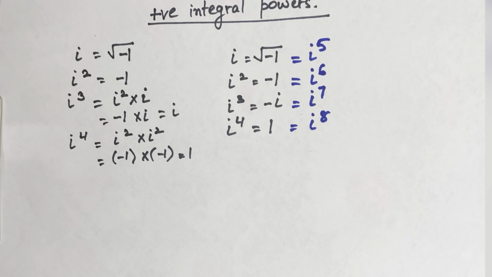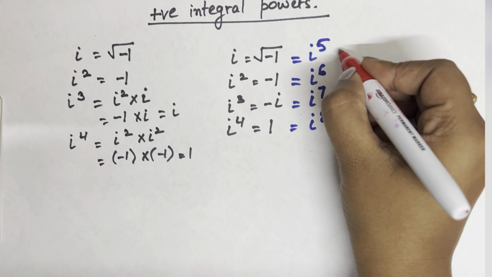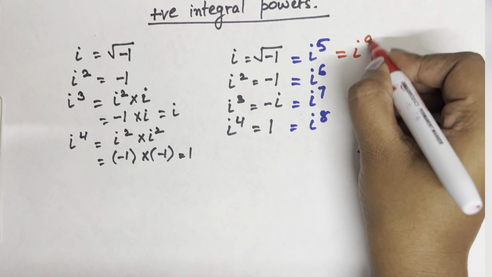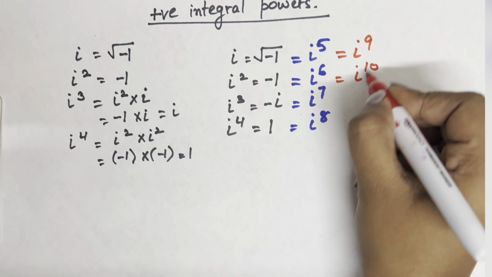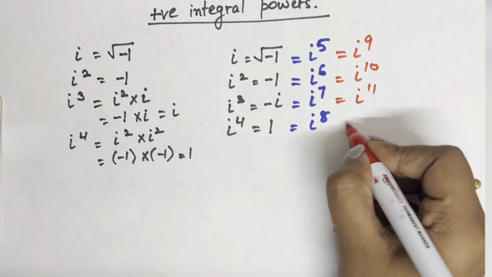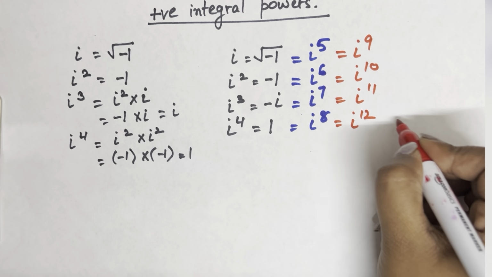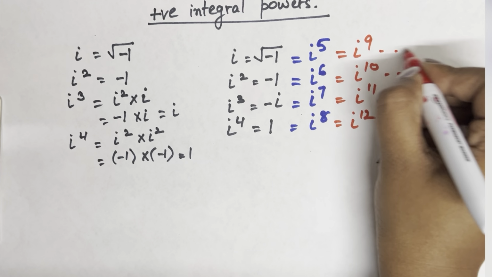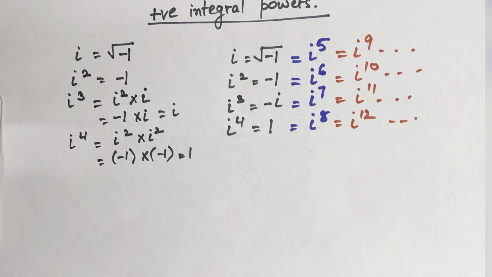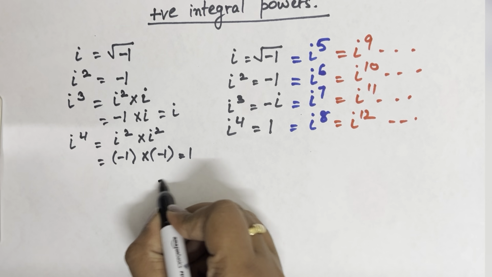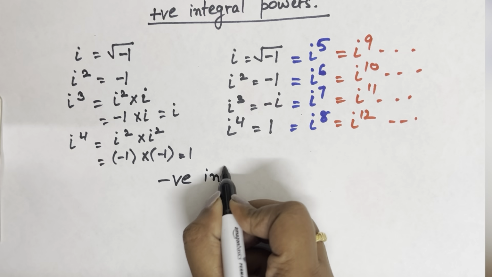This one you can move ahead also. So this will be iota to the power 9, iota to the power 10, iota to the power 11, iota to the power 12, and so on and so forth. You can go ahead. So this is about the positive integral powers of iota. Now we will discuss the negative integral powers of iota.